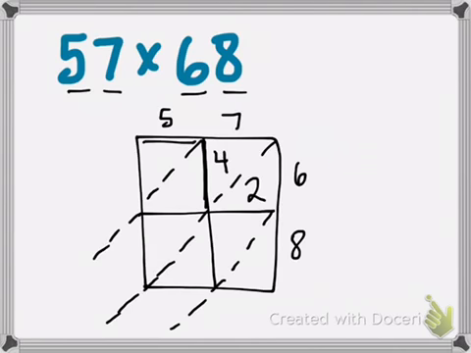The bottom right box is an 8 by 7. So 8 times 7 is 56. 5 tens, 6 ones. And then the bottom left box is an 8 by 5, which is 40. 4 tens, 0 ones. So we add going diagonally.